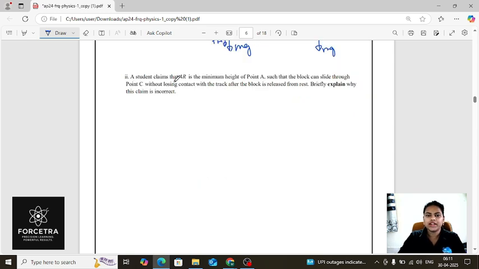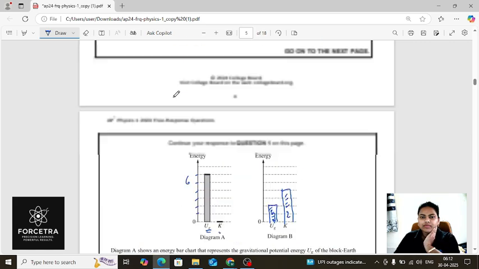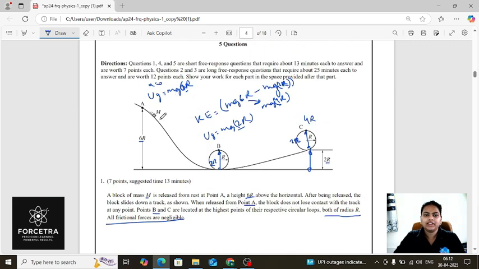A student claims that 4r is the minimum height of point A such that the block can slide through point C without losing contact with the track after the block is released from rest. Explain why the claim is incorrect. The student said that the minimum height required is 4r, and then the block would have completed the entire path.